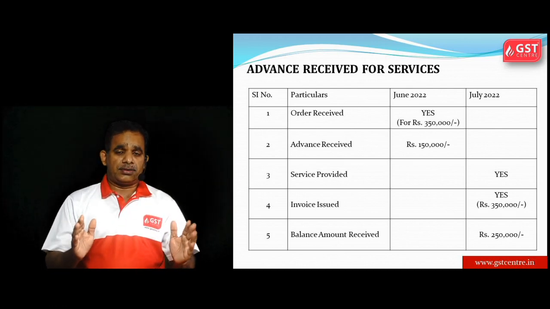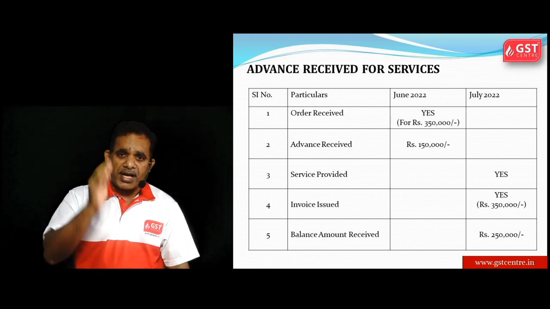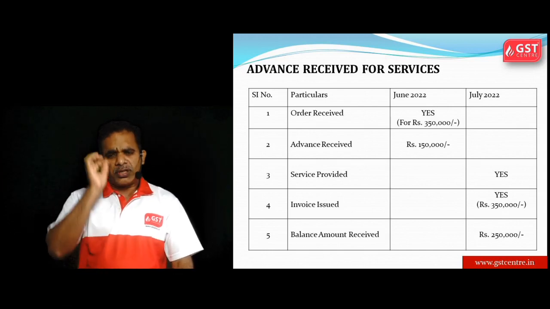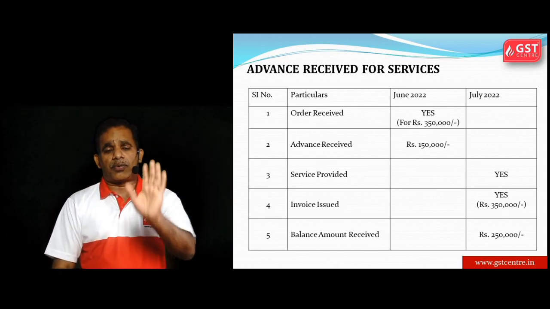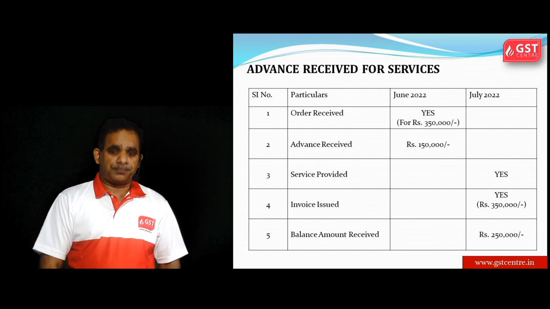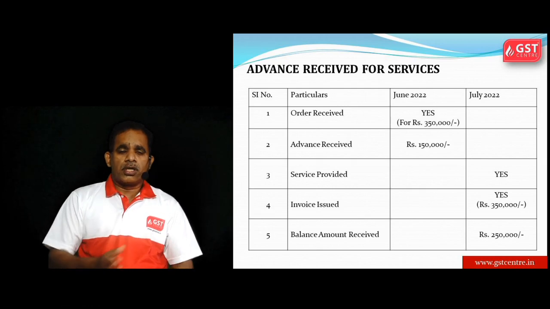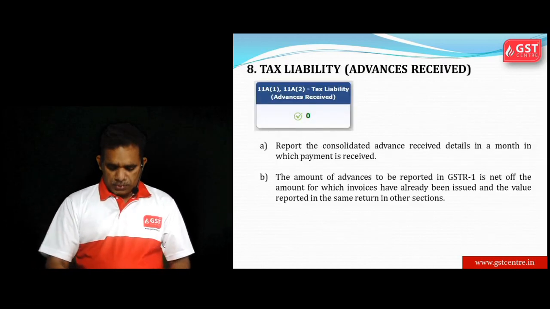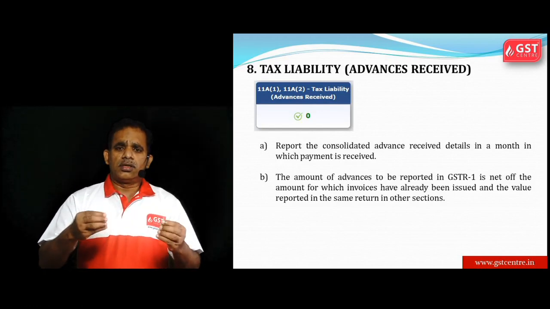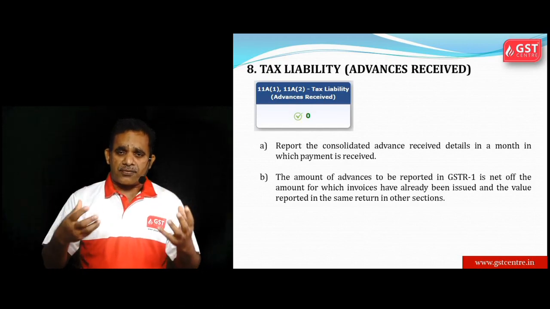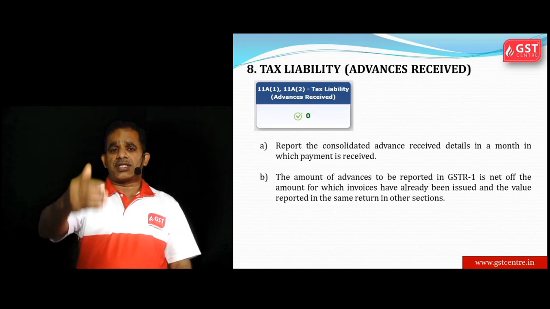But please take care. You need to pay the tax for advance received, that is 1,50,000 for the month of June. You need to pay the tax. You cannot tell you didn't issue invoice or you didn't provide the service in case of services. And when you provide the service later and issue the invoice, you need to pay the balance tax. So coming to that tax liability on advances received section, here whatever advance you received for services to be provided, that tax should be calculated and you should report the advance received and tax to be paid.